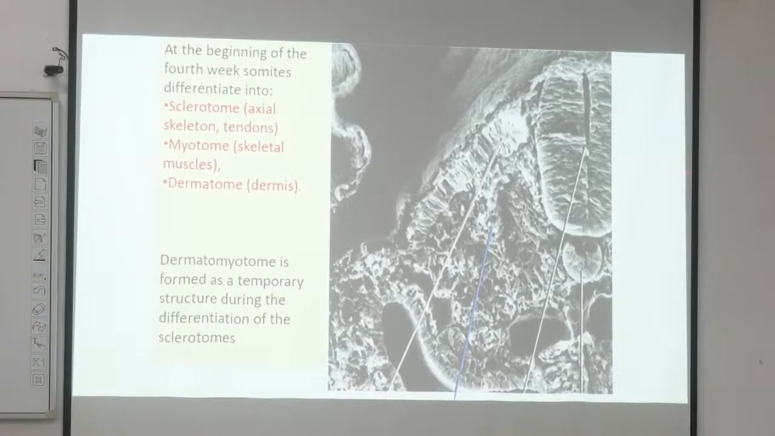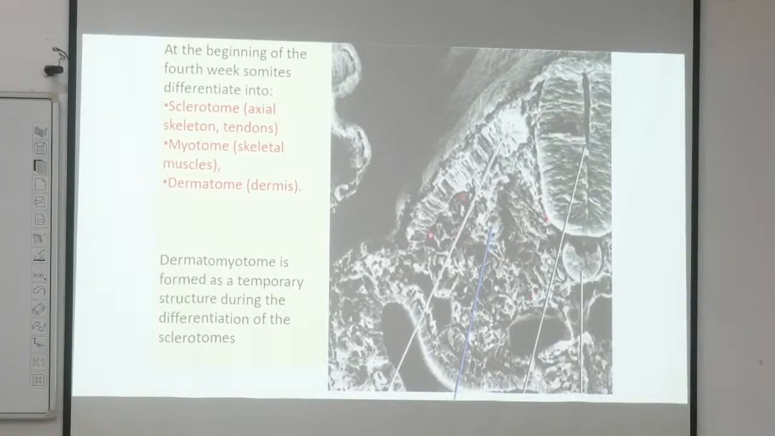So paraxial mesoderm breaks down into regions we call somites. This is the same picture that you are looking at, a little bit advanced stage. This is the developing neural tube, this is the notochord that you are seeing here. This region is paraxial mesoderm, which actually forms the somites in this region.